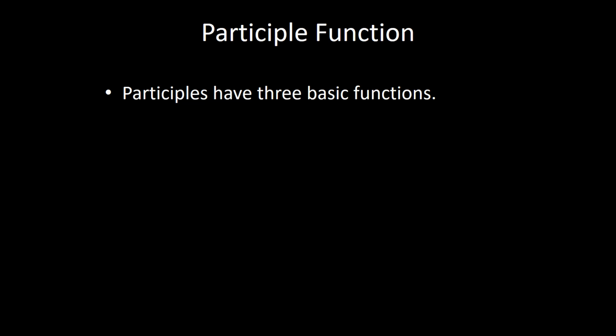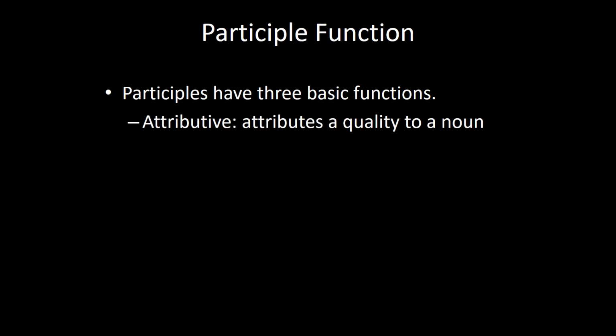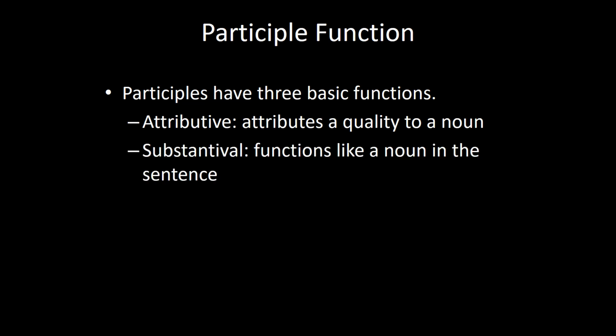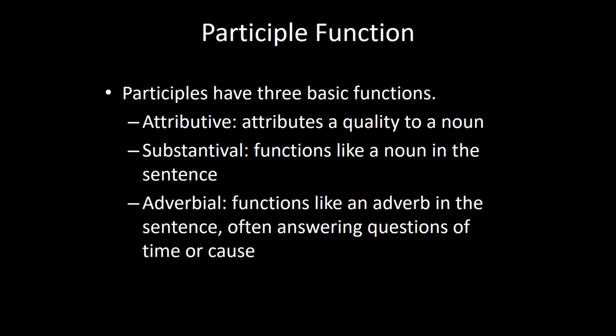Participles have three basic functions. They can be attributive, where they attribute a quality to a noun. Substantival, they act like a noun. Or adverbial, they function like an adverb in the sentence. Some of the basic options for an adverbial participle are those which answer questions of time, while or after, or those which answer questions of cause, because.